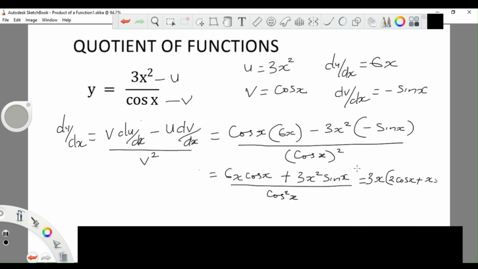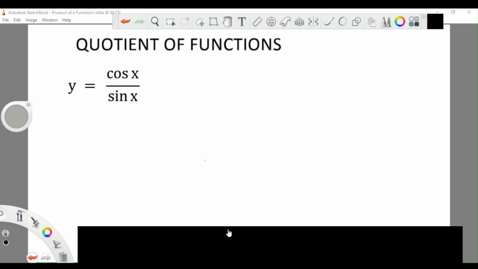That's x sine x over cos squared x. So this is our final answer. So when we differentiate 3x squared over cos x, what we get is 3x open brackets 2 cos x plus x sine x over cos x squared. Let's look at a different question. Here we're asked to differentiate cos x over sine x.